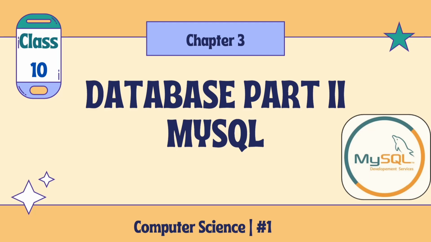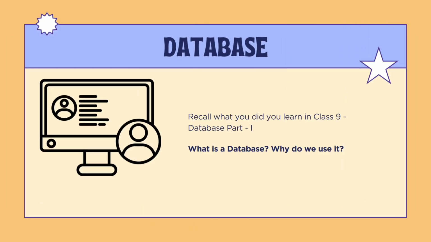Computer Science. You have already studied Part 1 in Class 9. There you studied about relational database, MS Access. If you remember, you can recall what a database is. So here we are recalling what a database is. Database means it is an organized collection of systematic information.